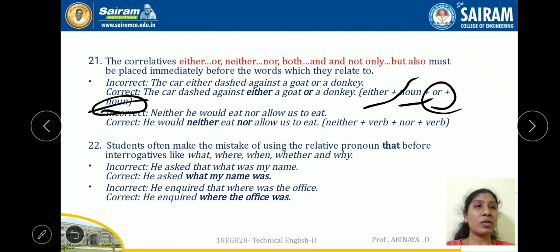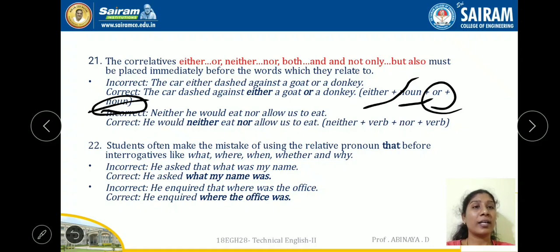22. Students often make the mistake of using the relative pronoun that before interrogatives like what, where, when, whether, why. So whenever you are using these words, don't use that next. Right? Okay. So, he asked that what my name was. No, he asked what my name was. It was a wrong statement. So while you are using these interrogative WH words, what, why, when, whether, don't go for that.